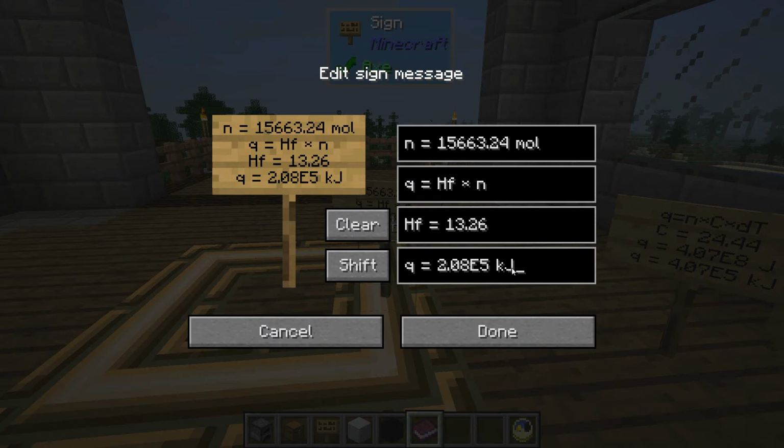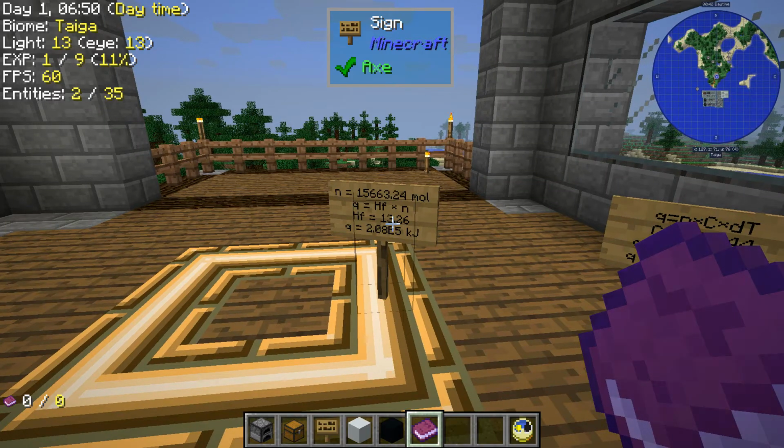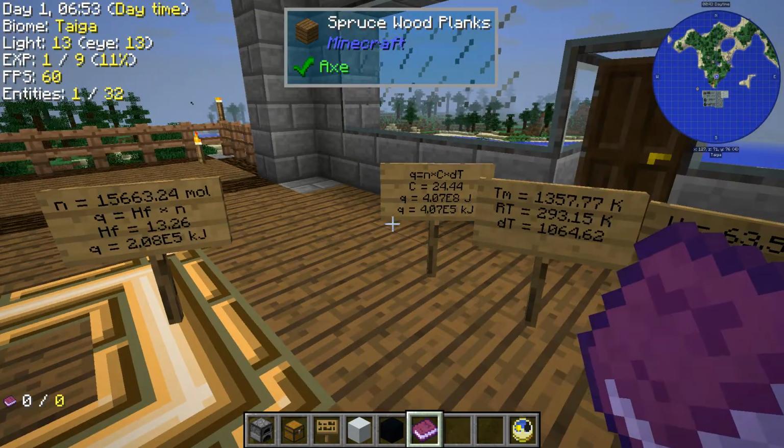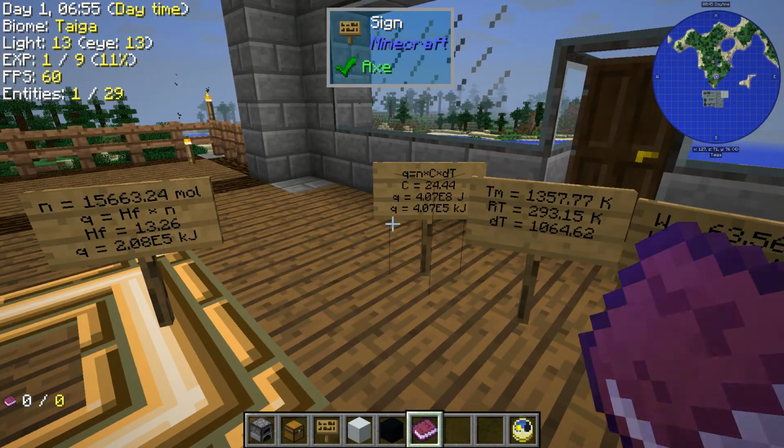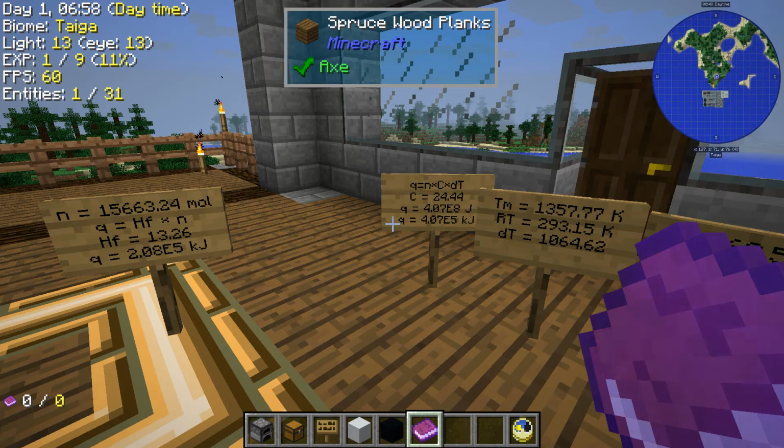208,000 kilojoules. That's about half the amount we needed to get it to melt. So to get it hot enough, was it 400,000 to convince it to melt? Just another 200,000. Not very much at all. So already you can see where this is going.